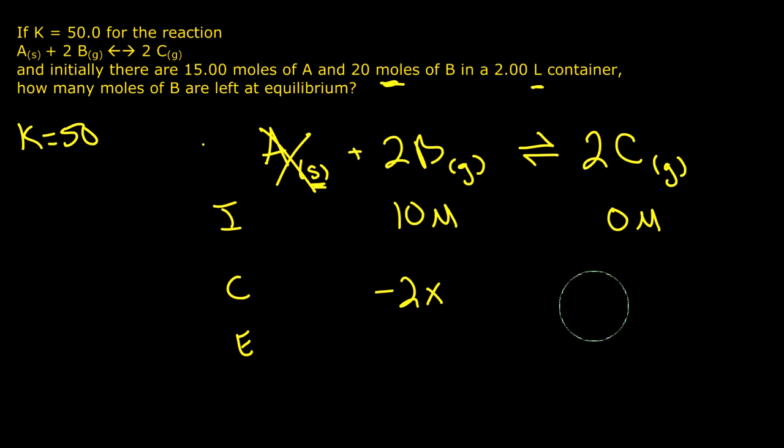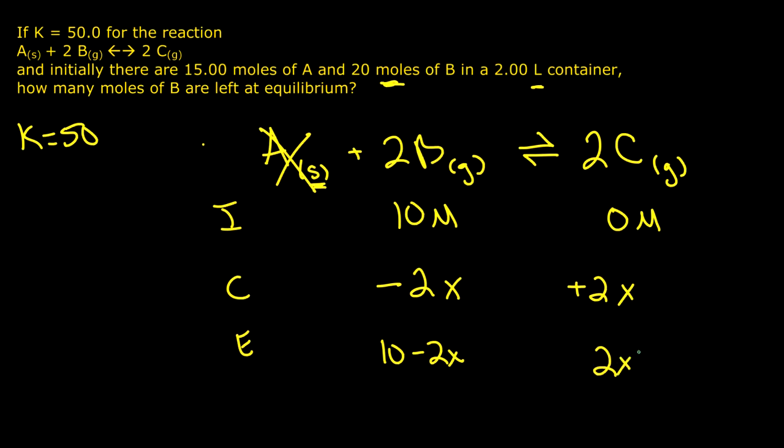Just a quick little recap of how to do that, just so we're clear. Reactants always are minus and they always have an x. The coefficient tells you how many times it's multiplied. Since there's a 2, it's multiplied 2 times. Products are always plus and there's an x. The coefficient tells you how many times it's multiplied. In this case, it's multiplied 2 times. E is the equation at equilibrium. To get E, put I and C together. So 10 minus 2x. And the next one is 0 plus 2x, which is 2x.